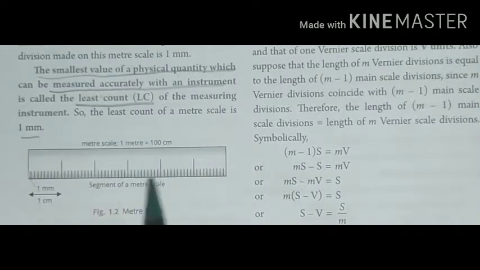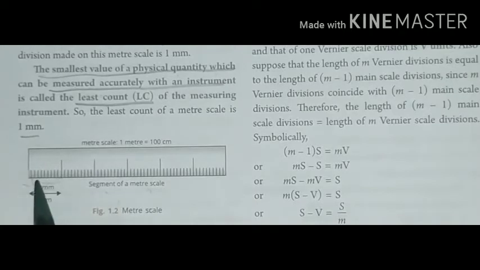Practically we will do this one. A division of the meter scale is 1 millimeter, or 0.1 centimeter. 1 meter is equal to 100 centimeters.